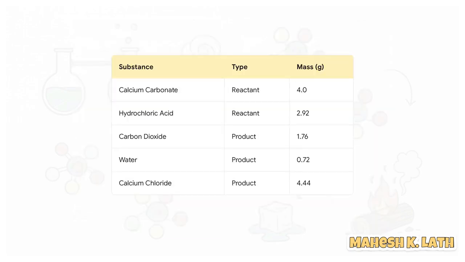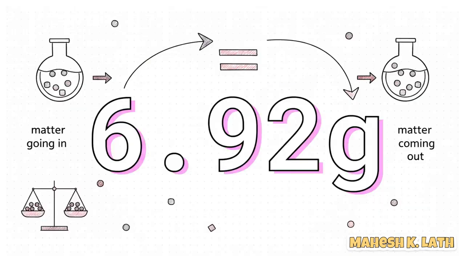Let's map this out in a strict mathematical equation to see it even more clearly. In example 9.1 from our source material, students combined 4.0 grams of calcium carbonate and 2.92 grams of hydrochloric acid inside a closed container. So if you do the math, that's a total starting reactant mass of 6.92 grams. After the reaction finished, they carefully measured the products: 1.76 grams of carbon dioxide gas, 0.72 grams of water, and 4.44 grams of calcium chloride. When you add all those product masses together, you get exactly 6.92 grams.